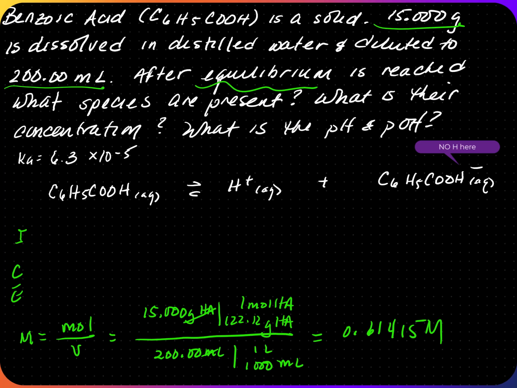We're going to start with 0.61415 molar, and my acid and my anion are going to be 0. Since it's a 1:1:1 ratio, this is going to be a minus X on the reactant and plus X on the product. So I'm going to find the equilibrium by adding the initial and the change: minus X, X, and X.